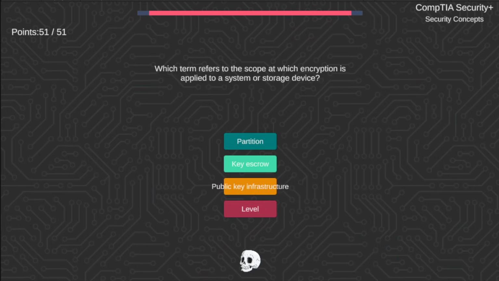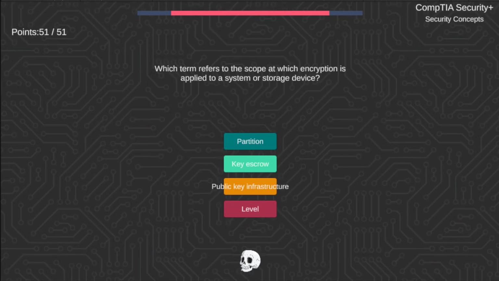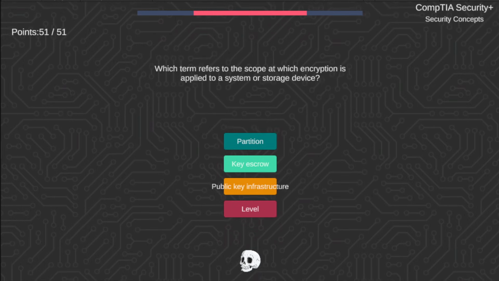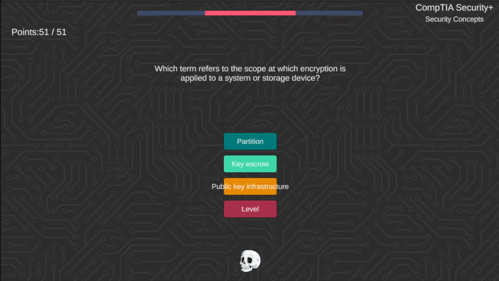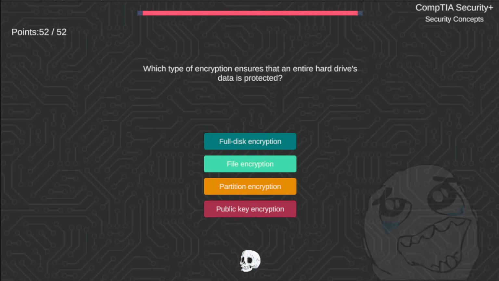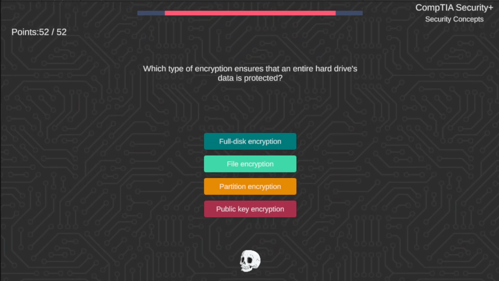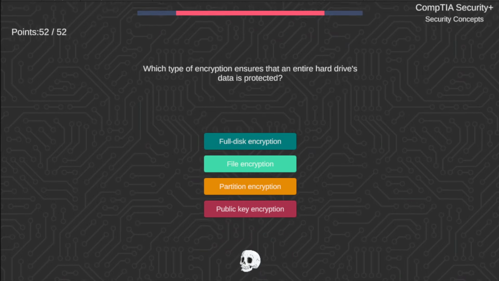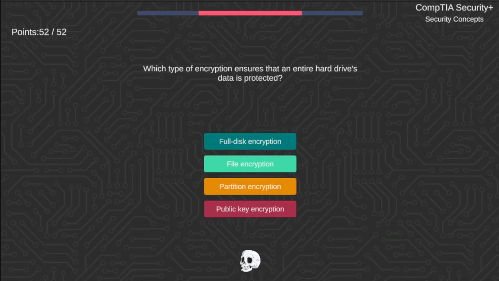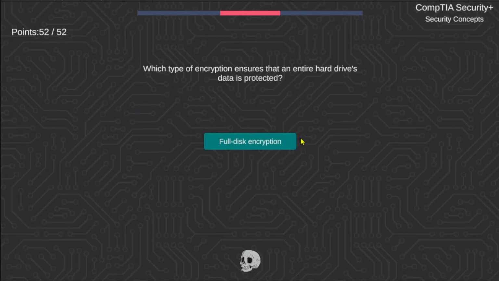Which term refers to the scope at which encryption is applied to a system or storage device? Partition, key escrow, public key infrastructure, or level? The scope at which encryption is applied to a system or storage device. Correct answer is level. Which type of encryption ensures that an entire hard drive's data is protected? Full disk encryption, file encryption, partition encryption, or public key encryption? Ensures entire hard drive's data is protected. Correct answer is full disk encryption.